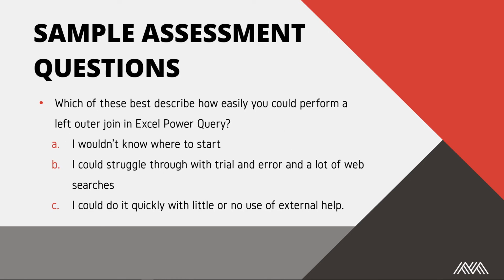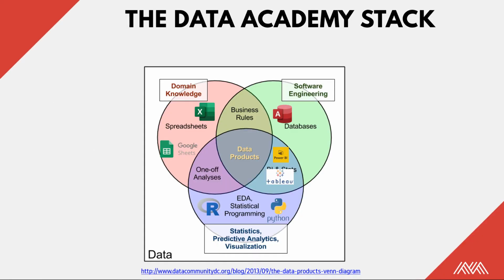I think this is a pretty cool question here. Let's say that we can ask, which of these best describes how you could perform a left outer join in Power Query? So a very specific area of mastery and just some scenarios of, how comfortable would you be with this kind of scenario? This is a good blend of being specific, but also having some room for self-awareness and just thinking bigger picture about some of these questions.